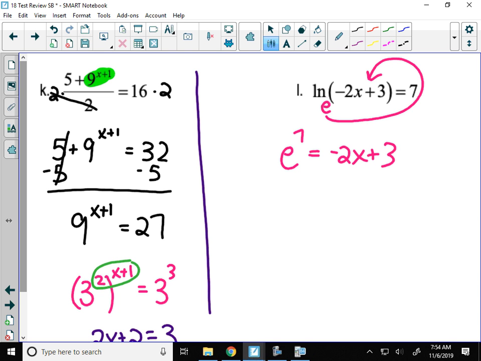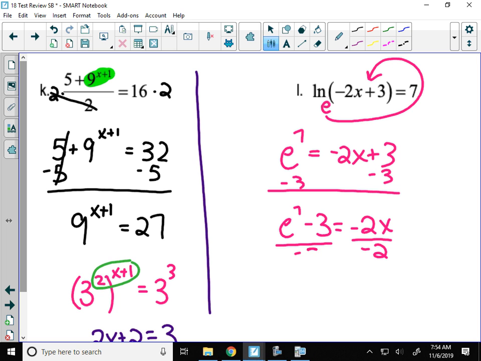Now, we are going to write this as a decimal, but for now, I want you to leave it as e, and we'll type all of this into our calculator at the end. So what I'm going to have you do next is solve for x. So I subtract 3. So I have e to the 7th minus 3 is negative 2x. And I divide the whole left side by negative 2.